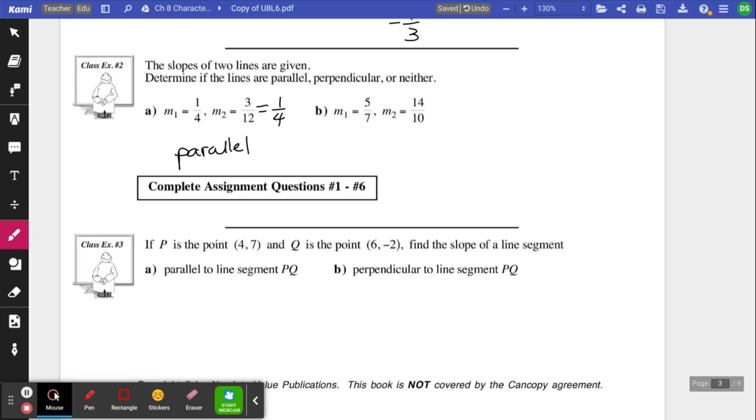So the next one, 5/7 and 14/10. Let's reduce. So this is going to be 7/5. Do those look parallel to you? Are they the same? No. Are they perpendicular? No. What is missing? Negative. There's no negative signs. When they have perpendicular lines, Victor, one of them has to be negative, because one slope is going up and one slope is coming down. Yeah. So these are neither. You with me? Ben, you got it?